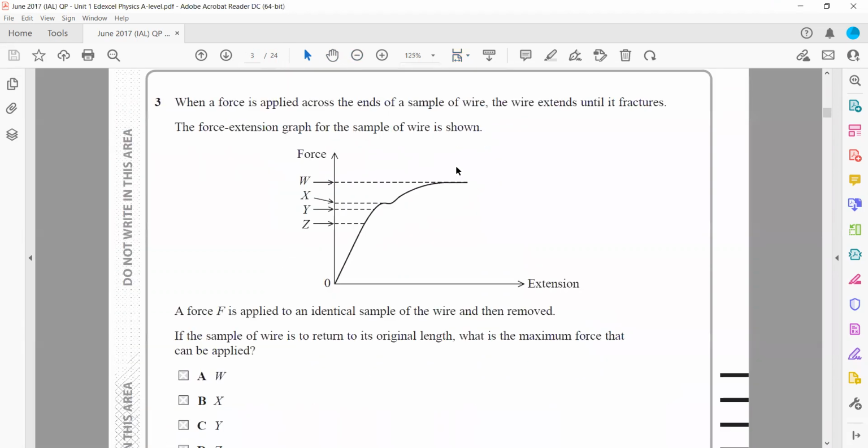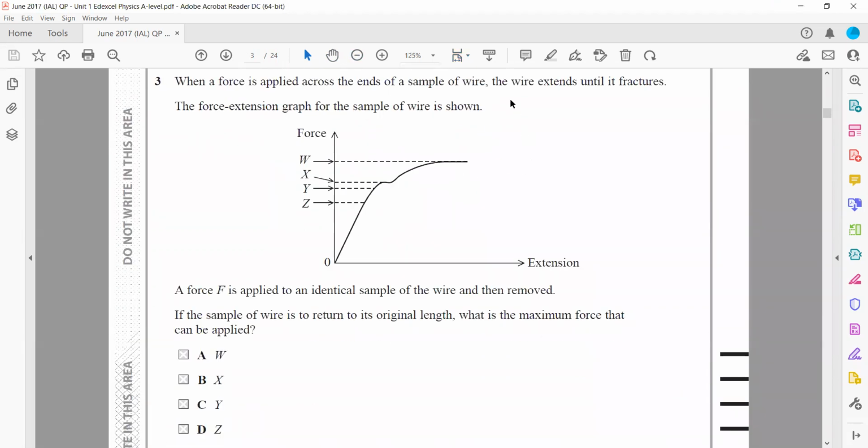When force is applied across the end of a sample of a wire, the wire extends until it fractures. The force-extension graph is shown. The force is applied to an identical sample of a wire and then removed. If the sample of the wire is to return to its original length, what is the maximum force that can be applied? We should be within the elastic limit.